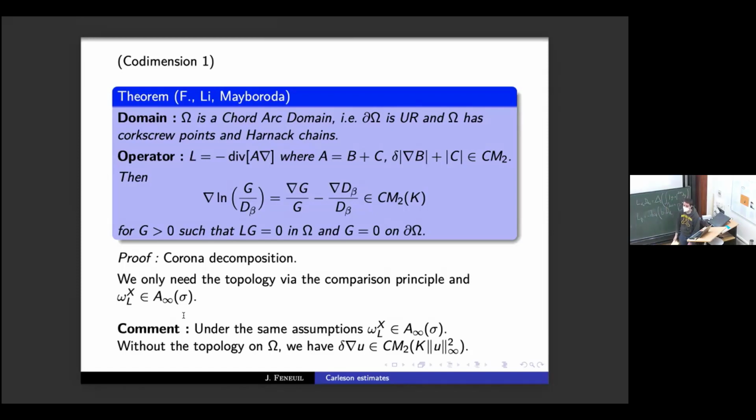So we are trying to see if, using a stronger result with weaker assumptions, we will be able to improve this result a little bit.